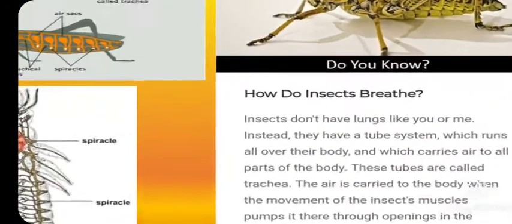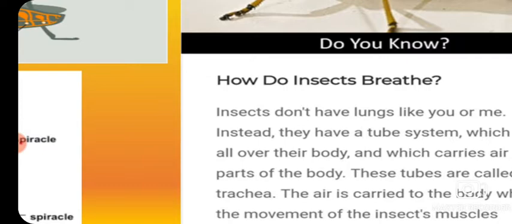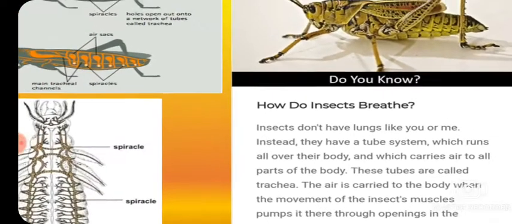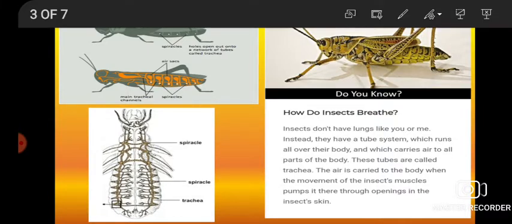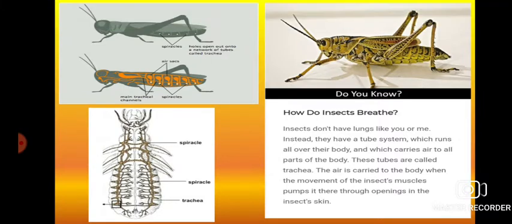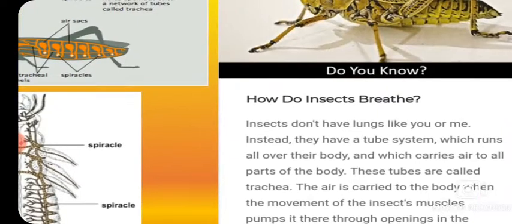Now here is an interesting fact: how do insects breathe? This is about your knowledge. We had already seen that insects breathe through the spiracles and the air tubes. Now, insects don't have lungs. Had you seen the entire structure as I had taught you about the lungs yesterday? Do insects have lungs? No, insects don't have lungs.